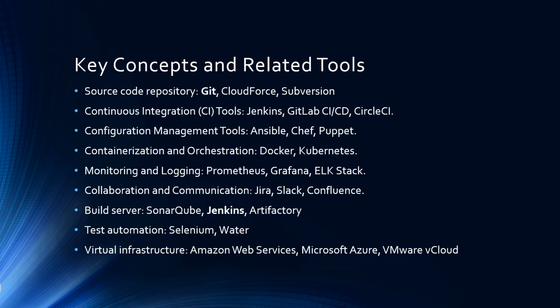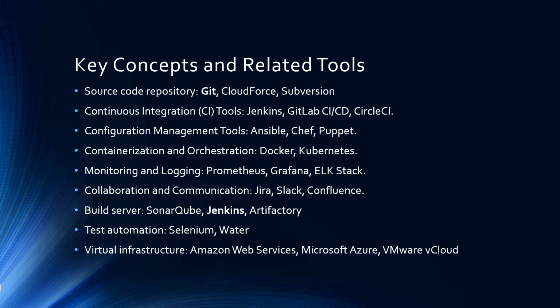Monitoring and logging tools, such as Prometheus, Grafana, and the ELK Stack, provide crucial visibility into application and infrastructure performance. These tools help teams identify issues quickly and make data-driven decisions about system improvements. Collaboration tools like Jira, Slack, and Confluence facilitate communication and documentation. They help teams track work, share knowledge, and maintain clear communication channels across the organization.